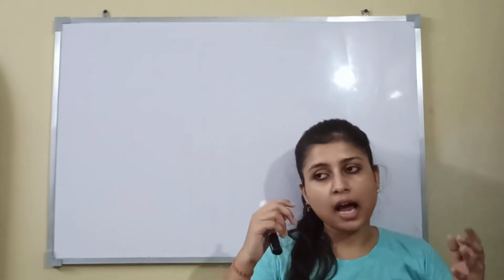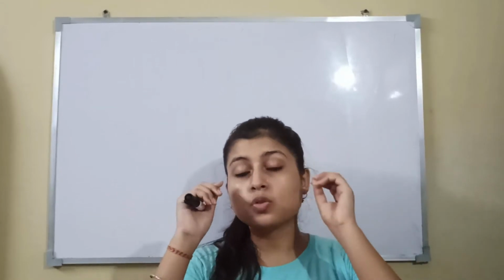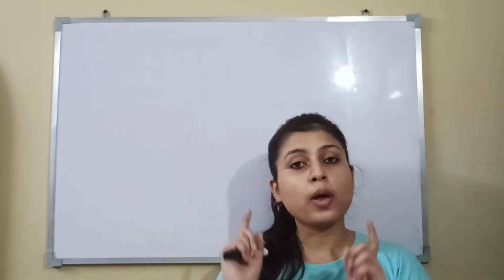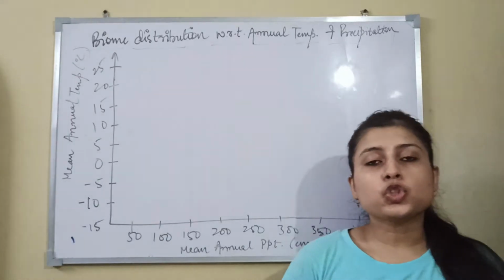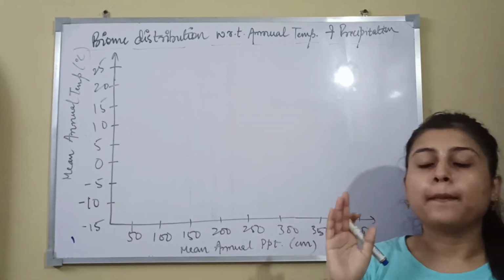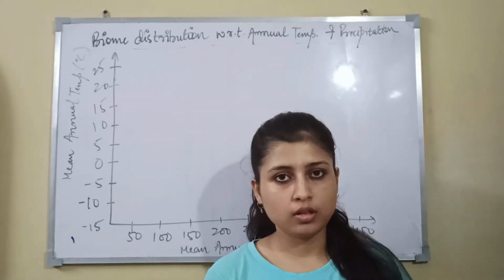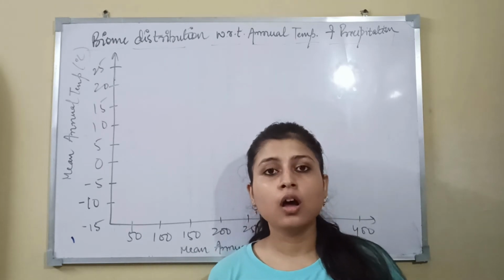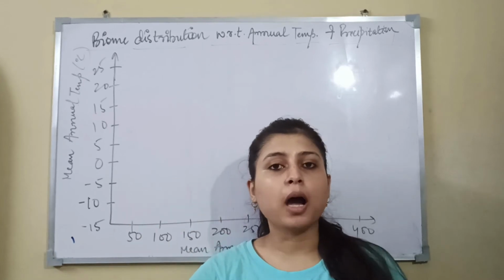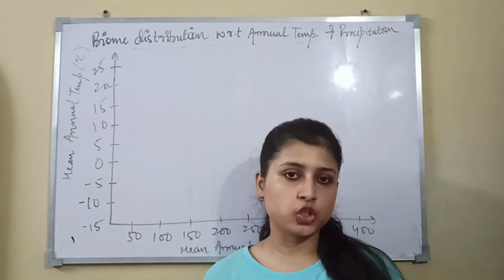Okay? So that we are going to discuss. That is very important with respect to your exam also, and with respect to the entrance also. So this graph is very important. So talking about the biome distribution with respect to annual temperature and precipitation, right? That's what we discussed, that we are now considering annual variations in determining the biome structure.